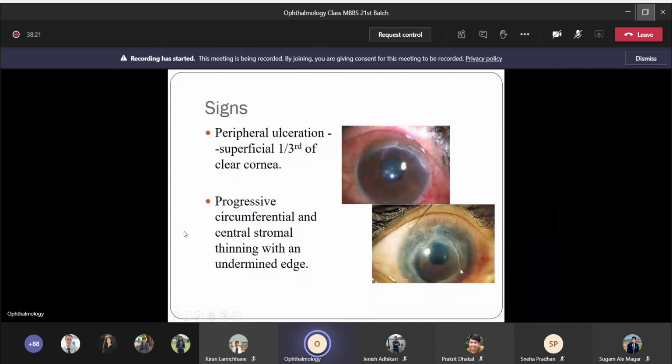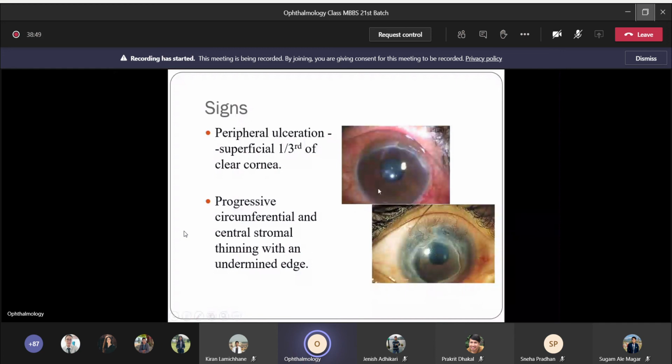So you can see in this picture below that the whole 360 degrees of the cornea is involved. Okay, here a lot of peripheral ulceration, but here it is quite clear. Here you can see it is almost going to perforate, because the underlying uveal tissue or the iris can be seen. So it starts with progressive peripheral ulceration.